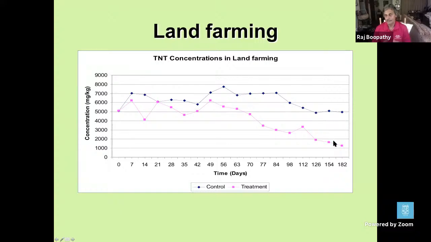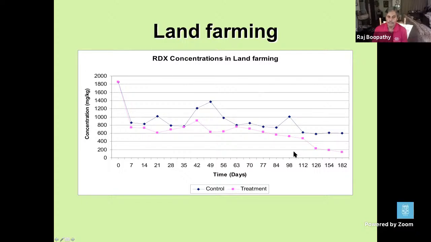Because you can tell the land farming is just a solid phase system. Whereas in the slurry reactor, you make it a slurry and mix, so you have better mass transfer. So the reaction was faster there. Here, the reaction was slow. But you can see this eventually went down significantly.